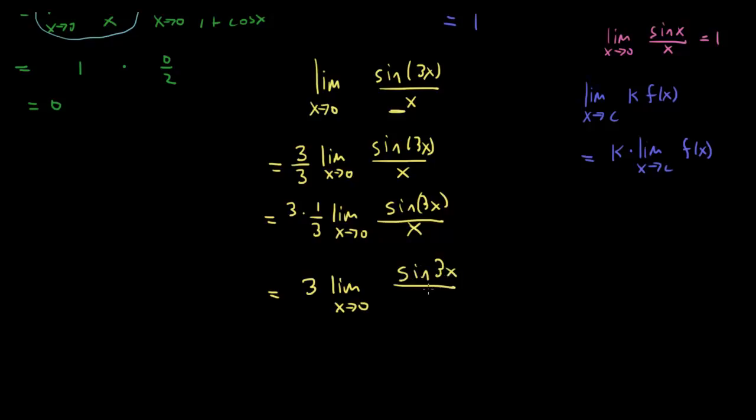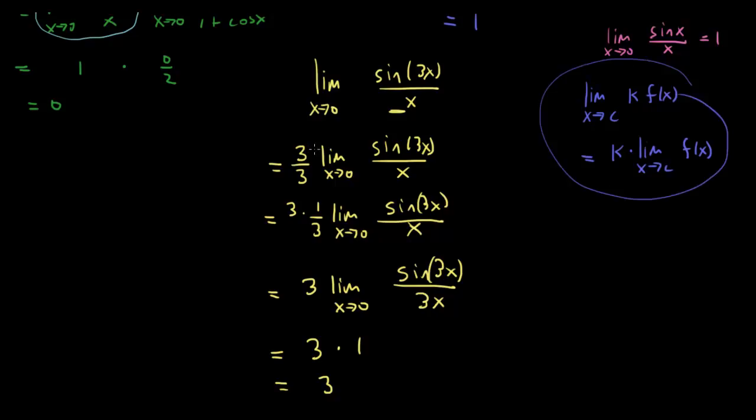sine 3x over 3x. But now this is just a sine of a number divided by a number. It doesn't matter that it's 3x and 3x or 10x and 10x. As long as it's the same number, the limit is equal to 1. So this equals 3 times 1 equals 3. Done. This you're going to see a whole lot, so get used to that. Okay? And it uses this really important property right here. That's why it's super important to remember all those properties of limits. We're going to use those for the rest of the course.